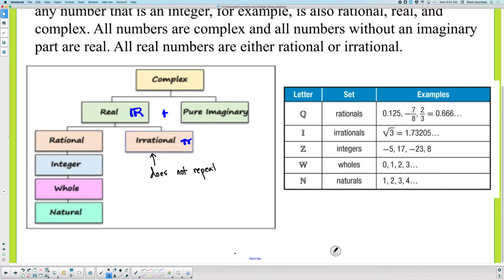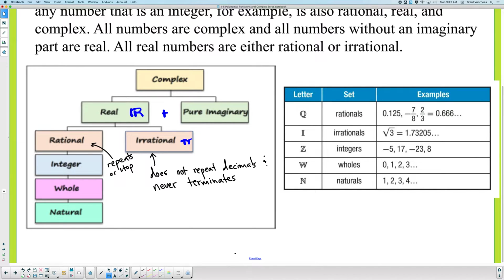Repeat decimals. Phone up, Chris. And never terminates. Do you know what the word terminate means? No. Stops. It never stops. So it goes on forever, but it does not repeat. Rationals would be the opposite. It either repeats or the decimal stops. It either repeats or stops.